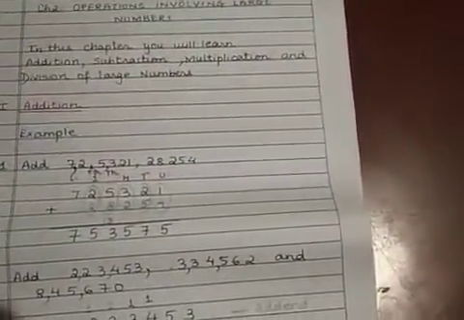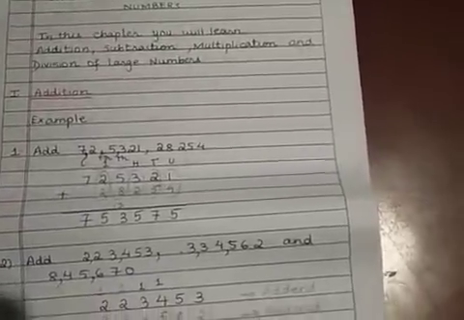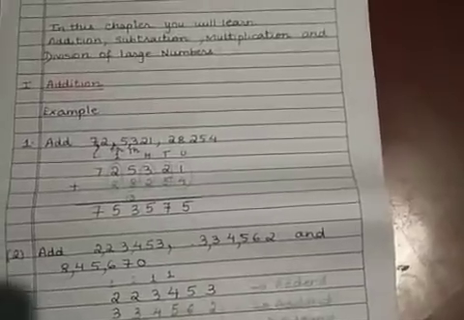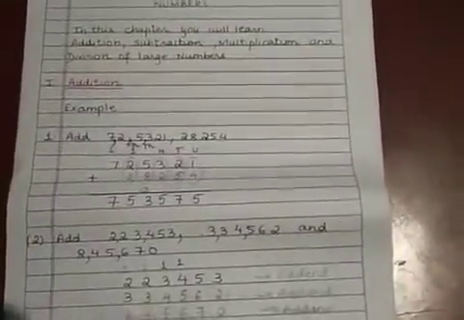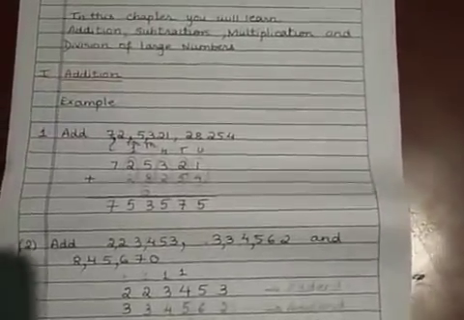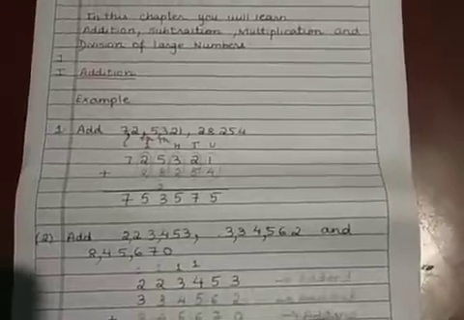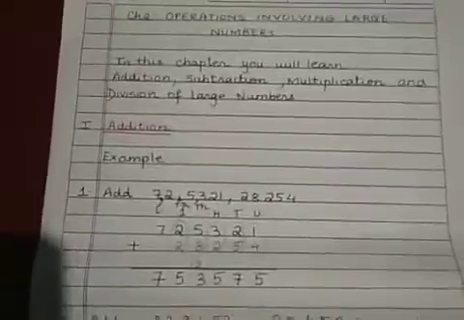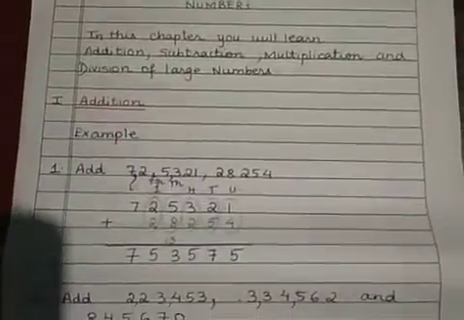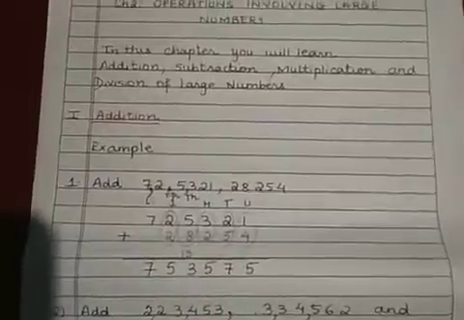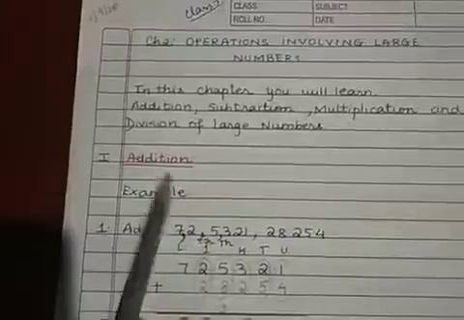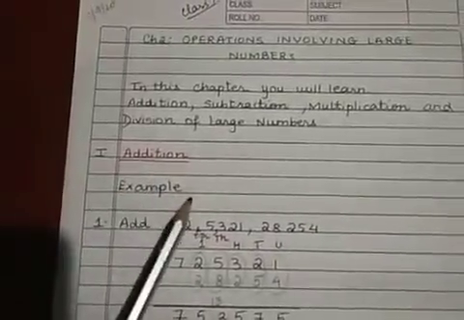In your previous chapter, you have seen some large numbers. You have seen 5-digit numbers which are called ten thousands, 6-digit numbers called lakhs, 7-digit numbers called 10 lakhs, and 8-digit numbers called 1 crore. So you already know some of the large numbers. In this chapter, we will see how we can add, subtract, multiply and also divide these large numbers. So the first thing that we will see is addition of these numbers.